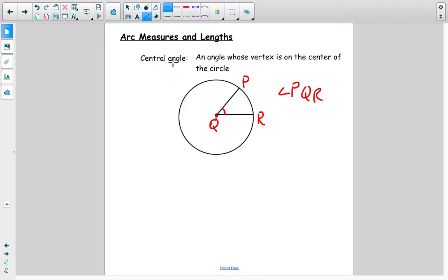I could draw a couple other central angles if you wanted. So anything around here where the vertex touches the center of the circle is considered a central angle. Here's another one right there. So maybe this is PQS or something like that. An example where something is not a central angle would be if I had an angle where the vertex is not on the center. So something like that. We're going to learn about those later. This is a different type of angle, not a central angle. So ignore that one. These are central angles.